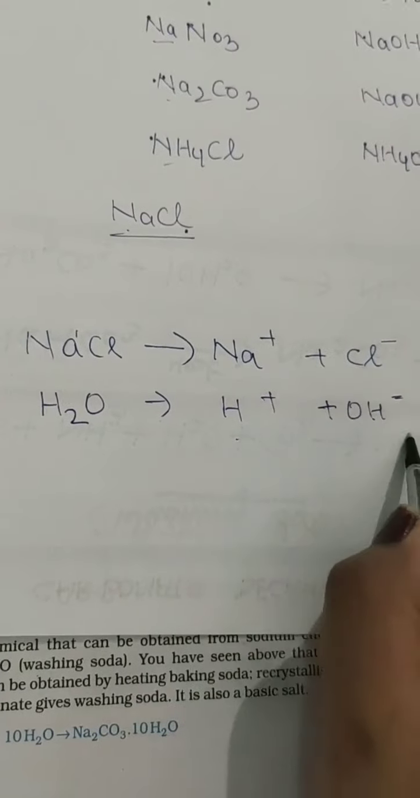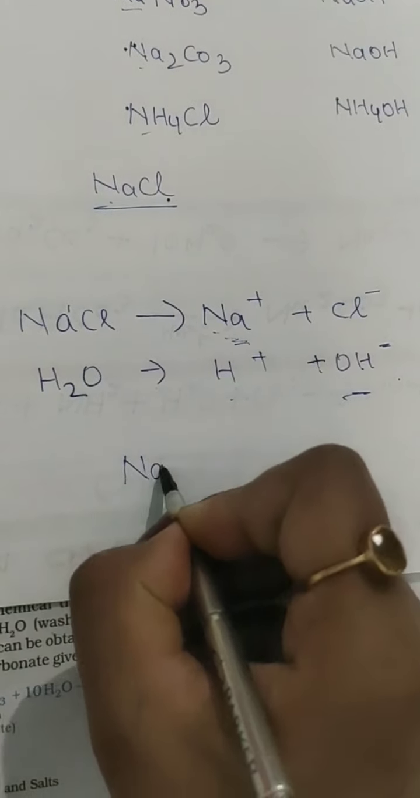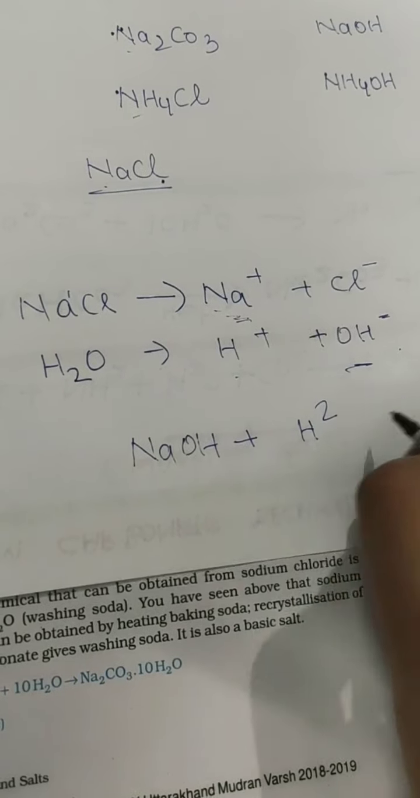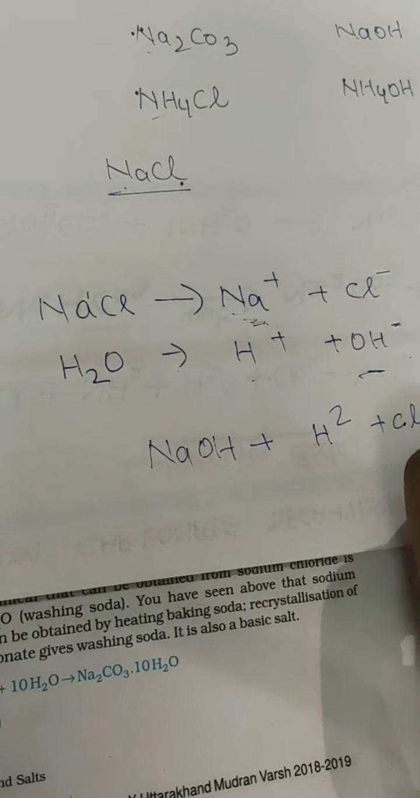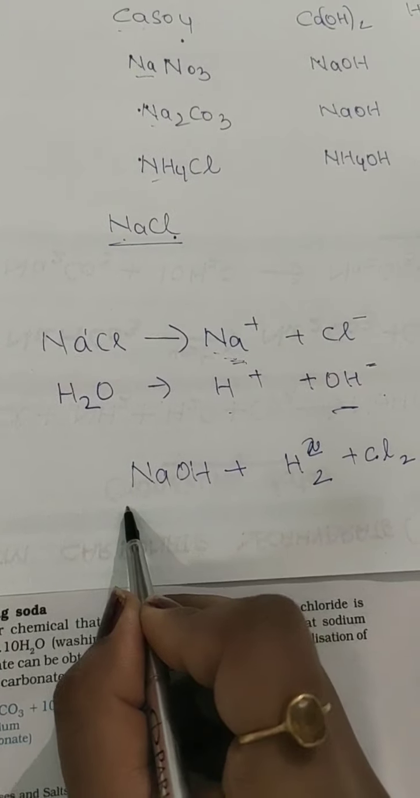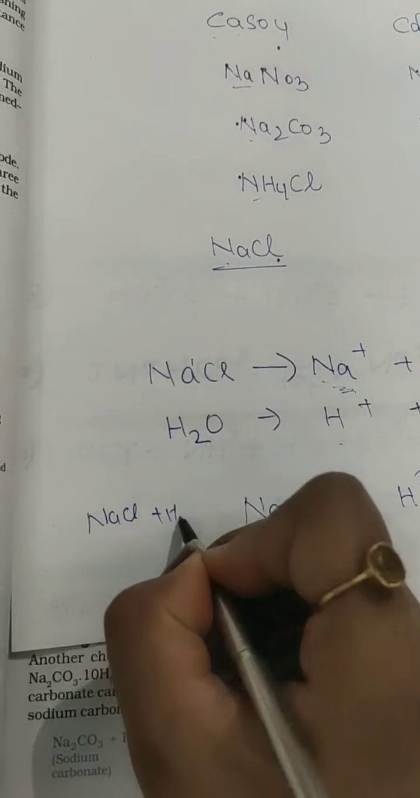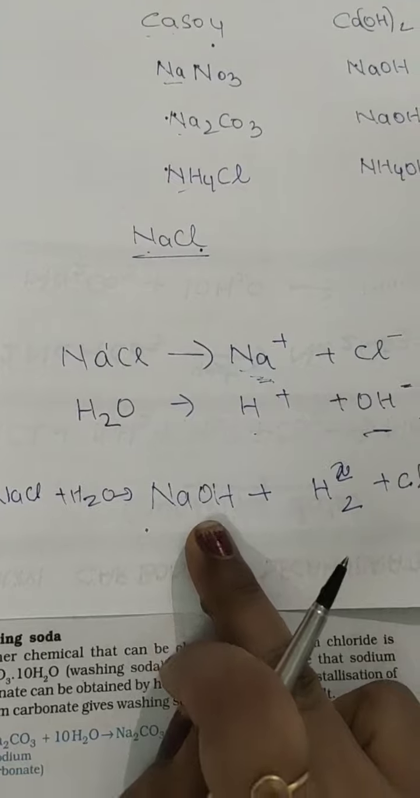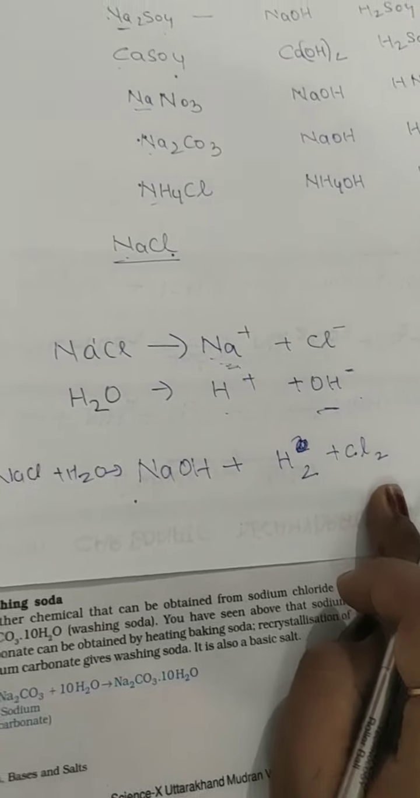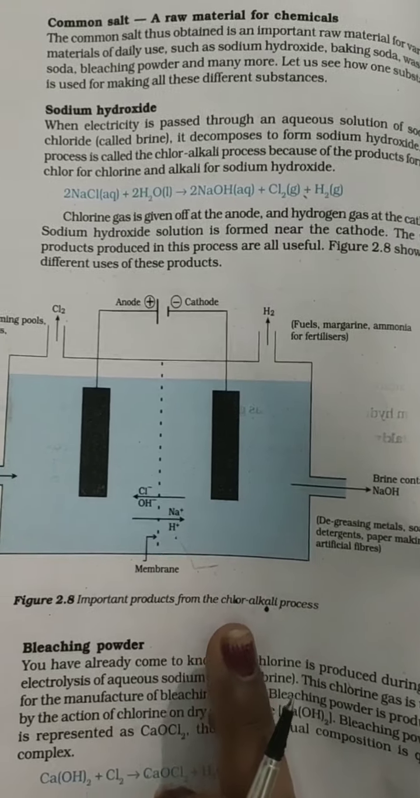Okay, clear. So this Na will combine with this OH, so it will be NaOH, fine, and hydrogen gas and chlorine gas will be released. So these will be the products. That means NaCl plus H2O gives NaOH, H2 gas and chlorine gas. So this is the basic reaction which takes place in this process, which is called the chlor-alkali process.